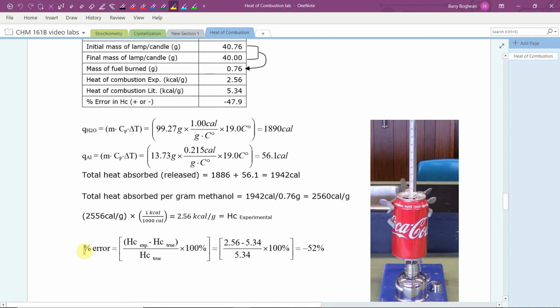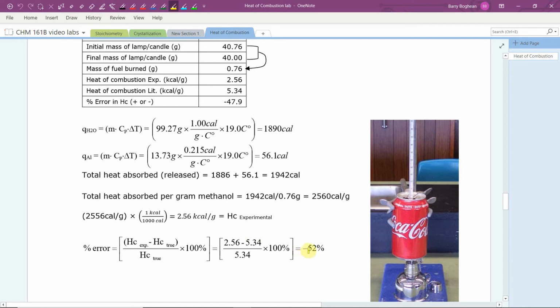Finally, we're going to calculate the percentage error, which would be measured minus the true, over the true, times 100. In this example, 2.56 kcals per gram minus the literature value, a whopping 5.34 kcals per gram, divided by the true value, again times 100, is negative 52%. Again, if you measure less than the true value, make sure you report a negative percent error.